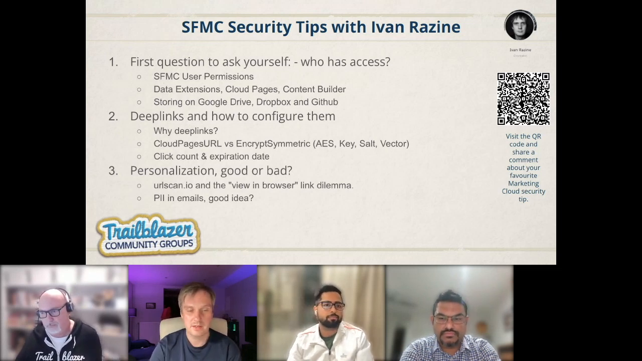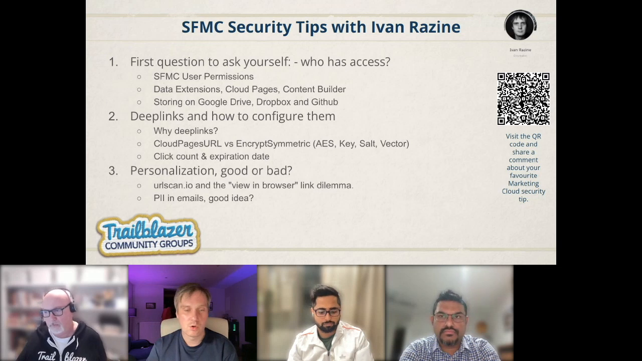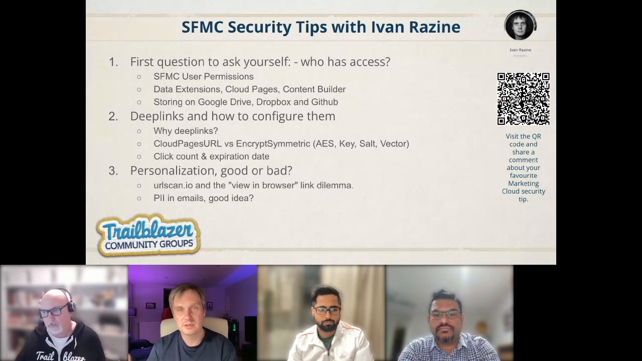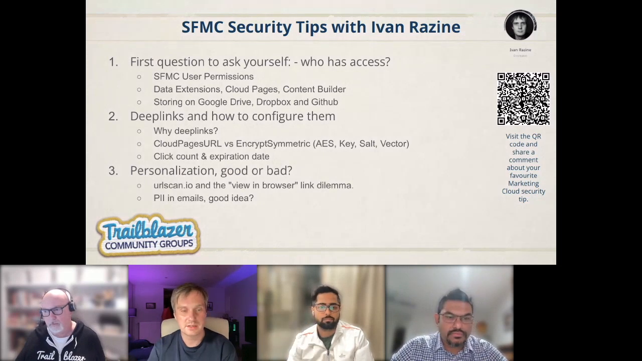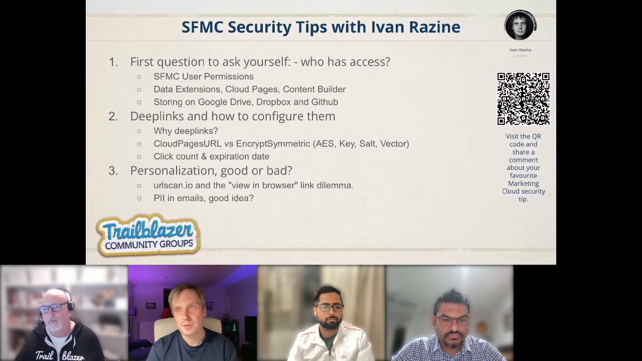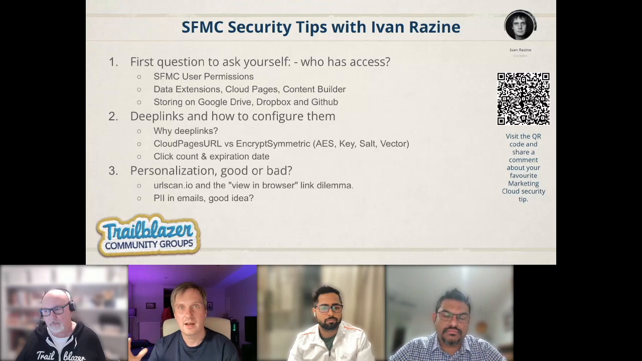I wrote an article about it a while back, but basically you would use a method like CloudPagesURL or something like EncryptSymmetric to encode a date as a parameter in your link. Then on the Cloud Page, or on a page between the link and the Cloud Page, you can count the number of clicks. If, for example, you see that the link has been clicked more than 3 times, you disable the link or redirect the person to another website.